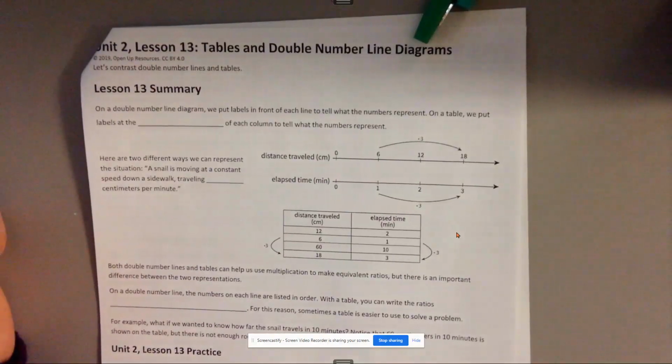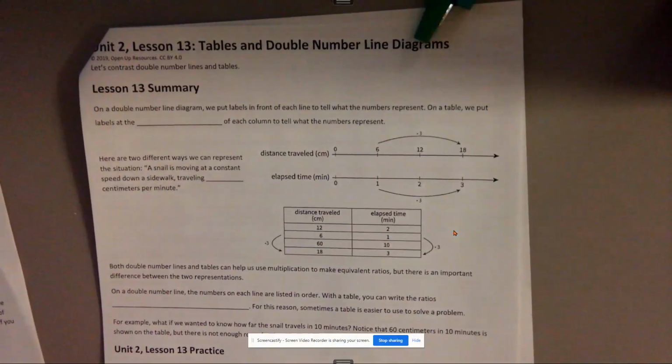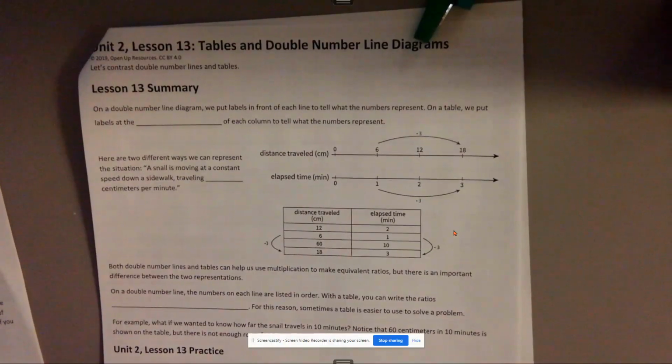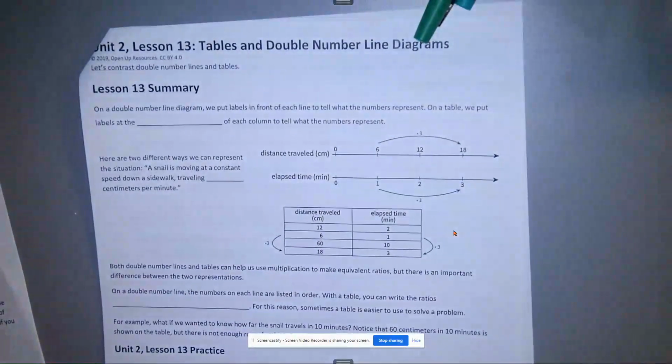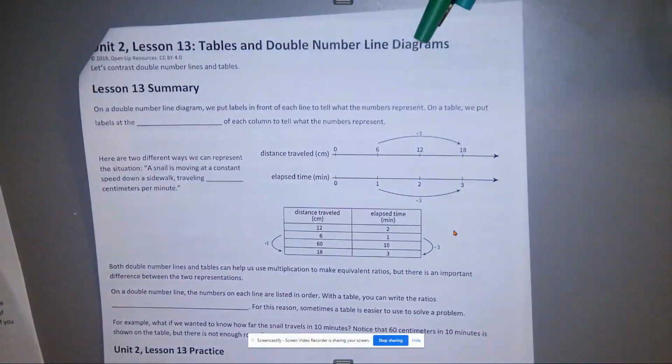Okay, we're going to continue on our study notes. Lesson 13, summary. On the double number line, I think I need to turn my light on. Maybe that'll help. Okay. We put labels on the front of each line to tell what the numbers represent.